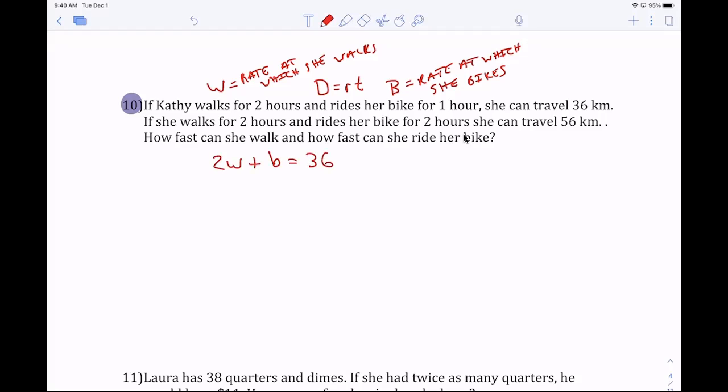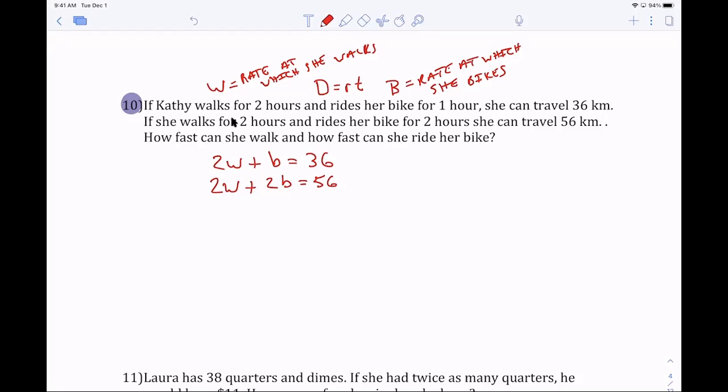So now William got you started. Someone else who doesn't say anything, someone who's not usually in the game, hint, hint. All right, Sienna, go. 2W plus 2B equals 56. Yes, good job, girl. That's it. Now I feel like everybody can solve that.